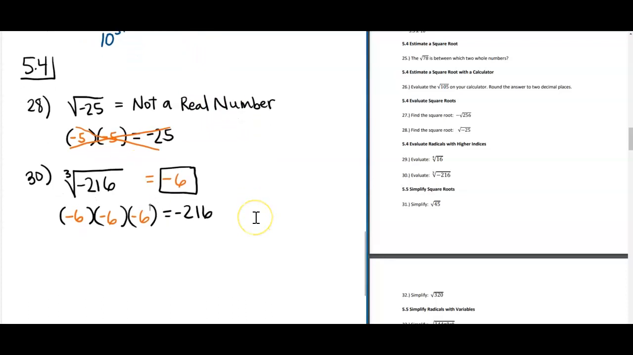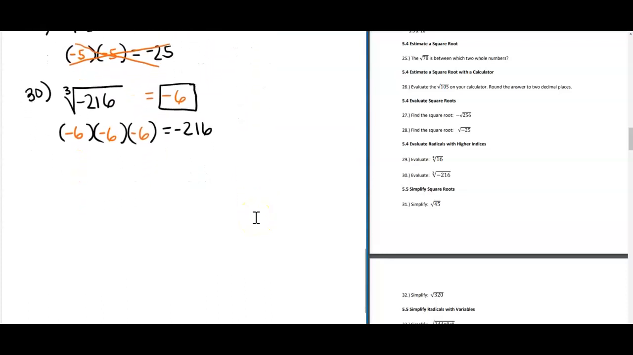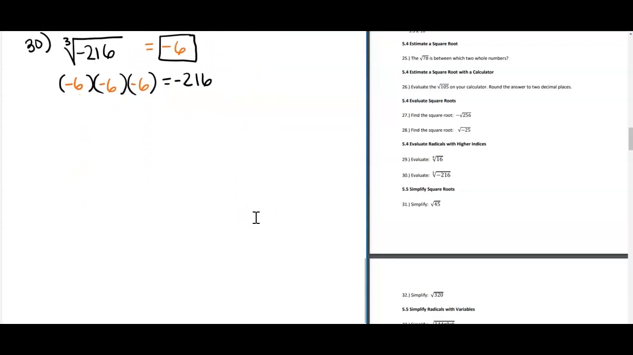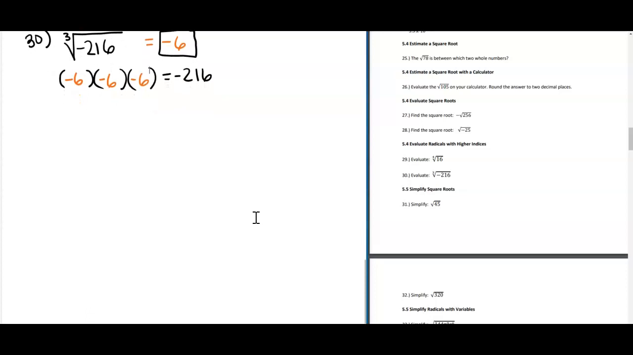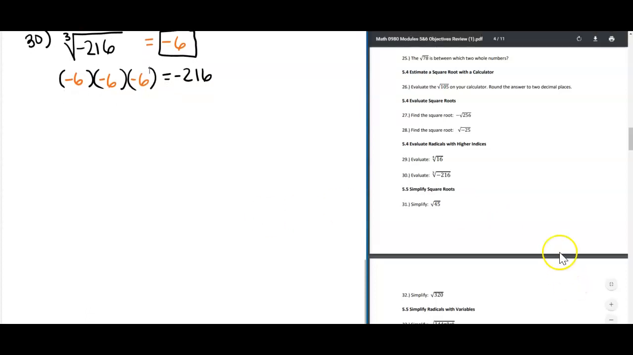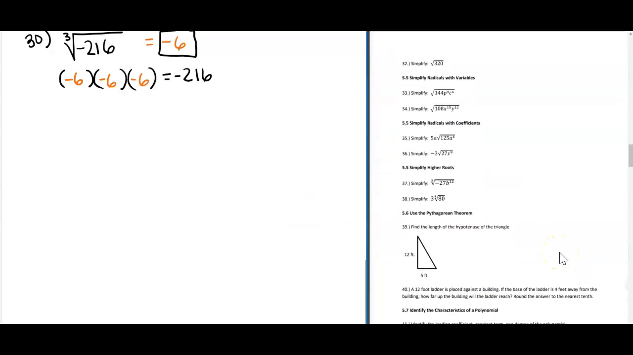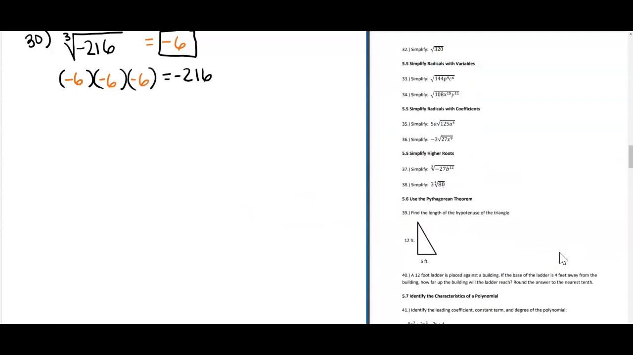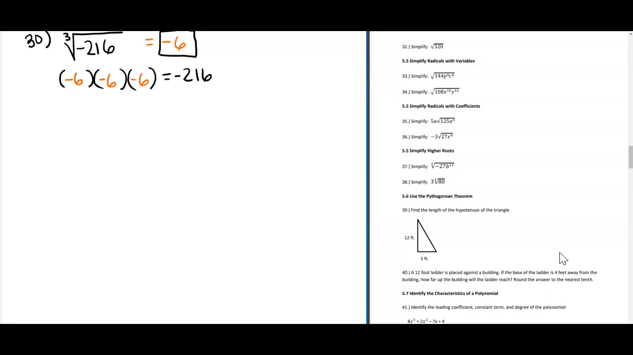All right, let's go to 5.5 now, because in 5.5 there's more simplifying that has to be done. This is where we get into some variables inside the square roots also. We're also going to be dealing with cube roots and fourth roots and stuff like that as well. On 5.5, let's look at number 32 to begin with.